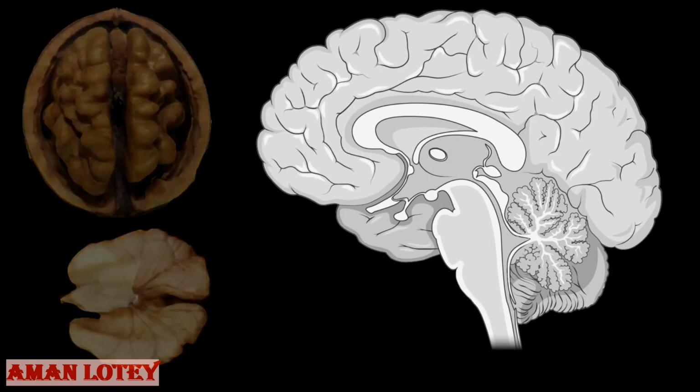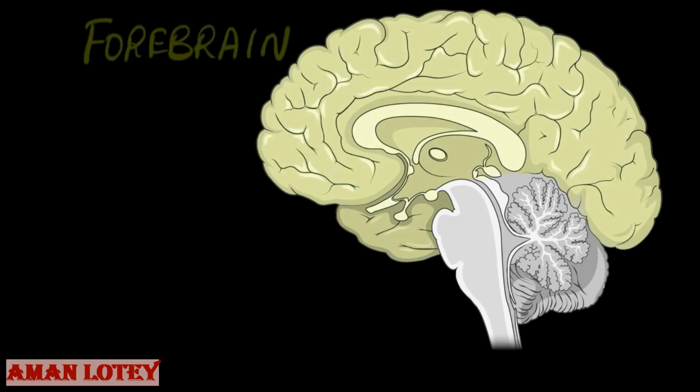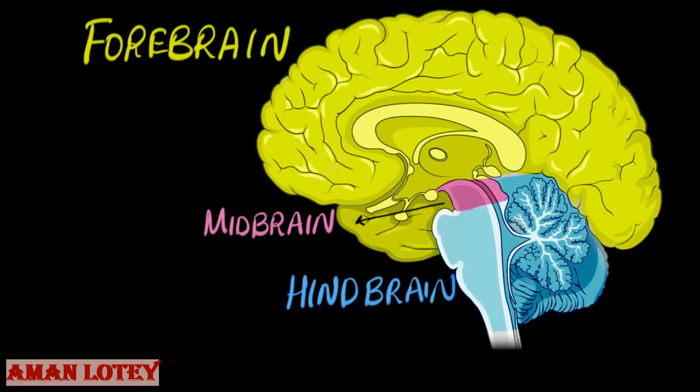So let's get rid of that and look at the different parts. We can broadly divide our brain into three parts. The forebrain, which is this big yellow section. The midbrain, which is this tiny pink section. And the hindbrain, or the lower brain, which is this blue section. Usually when we say humans have a big brain, we're basically talking about this forebrain section, okay?